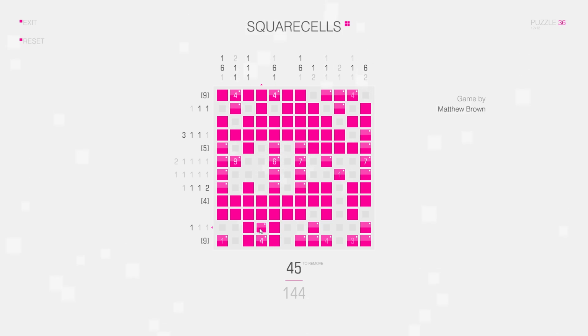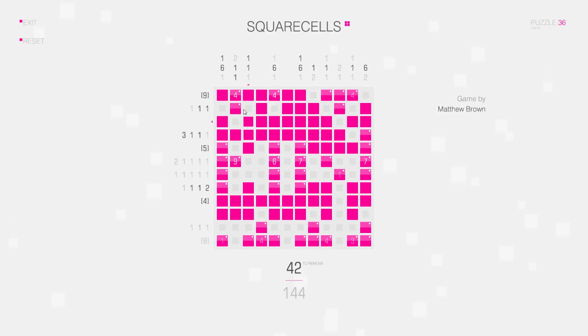We need one square here for sure. It can only be here, yeah. We can delete these squares, and we know that these have to be marked because of this clue. We have 9 squares available, and 1, 2, 3, 4, 5, 6, 7, 8, 9. So we have to mark them. Okay, the group of 4 connected squares is completed also.